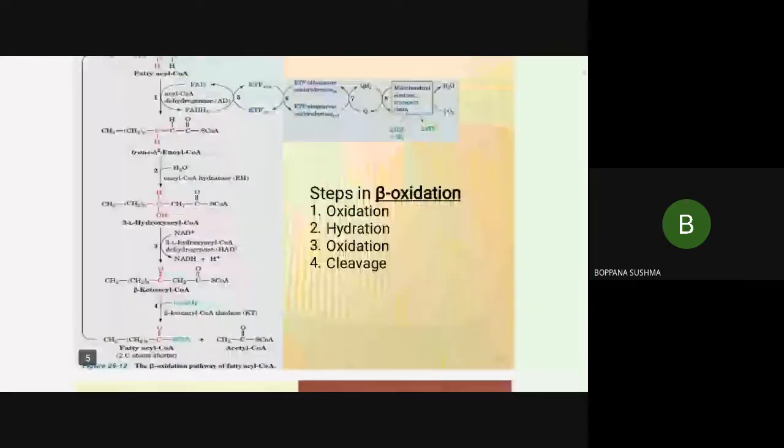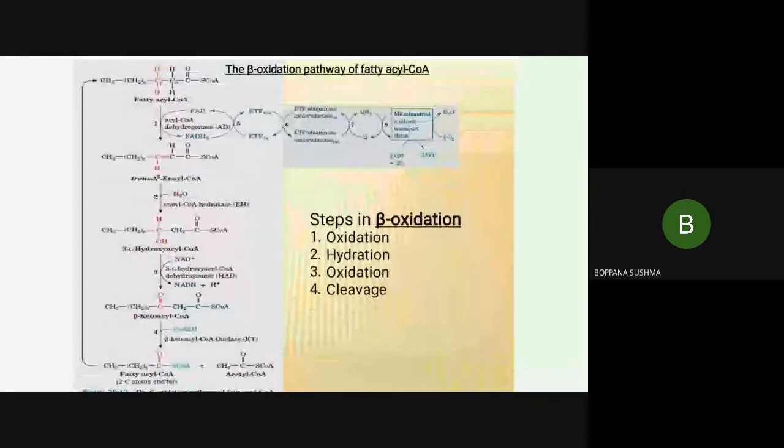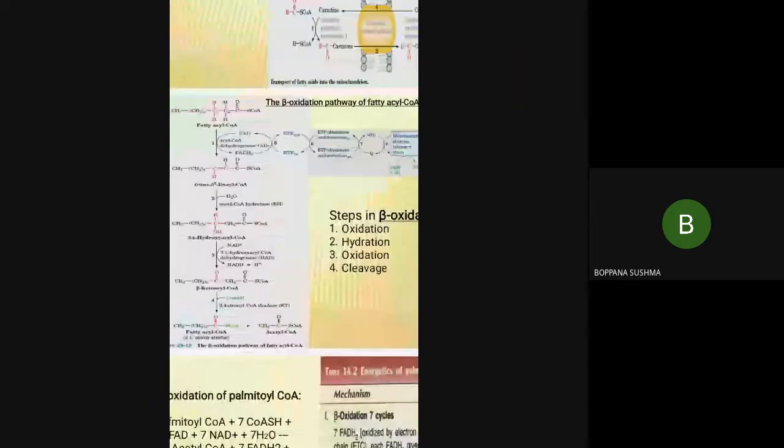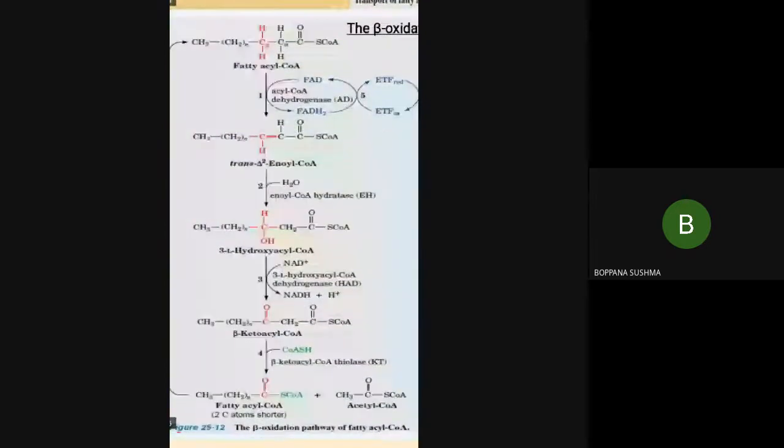So now I will put the entire cycle. Wait a minute. This is the beta oxidation cycle. The beta oxidation cycle has four steps. First one oxidation, second one hydration, third one again oxidation, fourth one cleavage step.